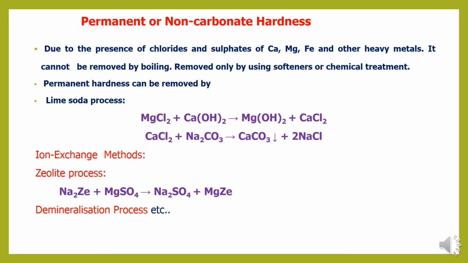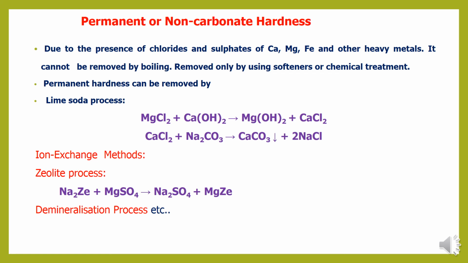Moving on to permanent hardness. As the very word represents, permanent hardness is hardness that is very difficult to be removed by simple methods like boiling. I would also say permanent hardness is called non-carbonate hardness. The permanent hardness is due to the presence of chlorides and sulfates of calcium, magnesium, iron and other heavy metals. As already told, this permanent hardness can be removed by chemical methods, especially by using softeners.